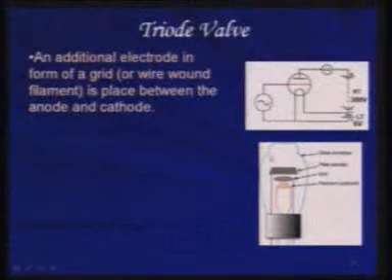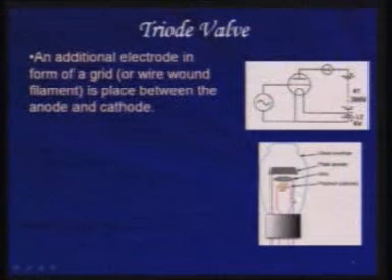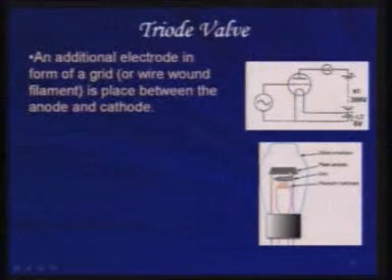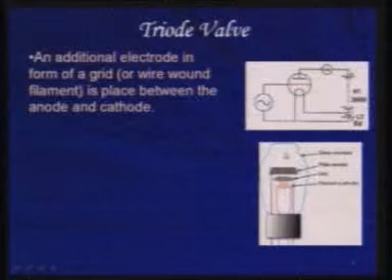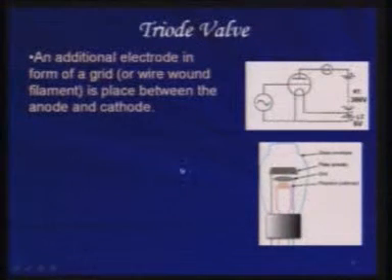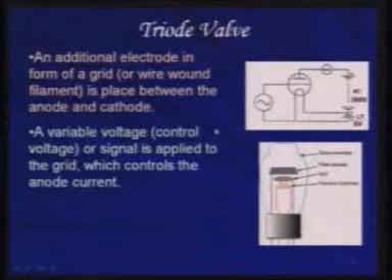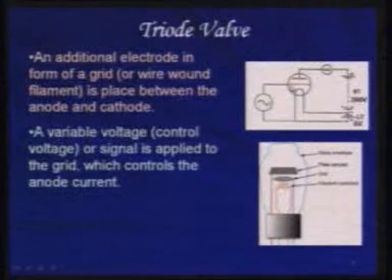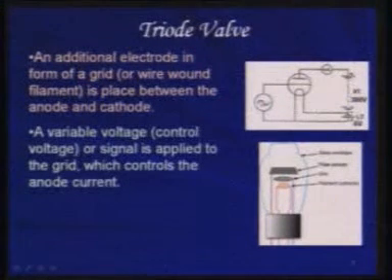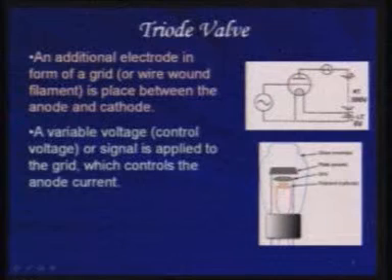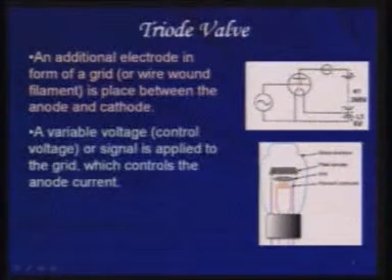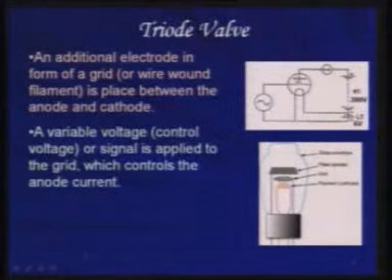Now in 2 dimensions you can see that it will look like this: you have a filament, then you have added this grid, and then you have a plate. So this is how the triode valve will look. Triode means 3 electrodes. Now, if I apply a variable voltage to the grid, what will happen if I apply, say, a positive voltage? Then the electrons that were here will get more attracted here and try to go ahead.